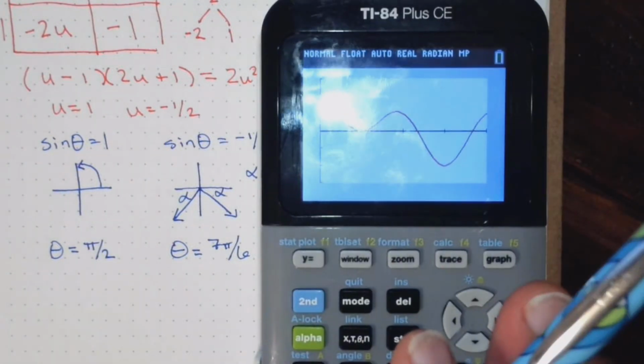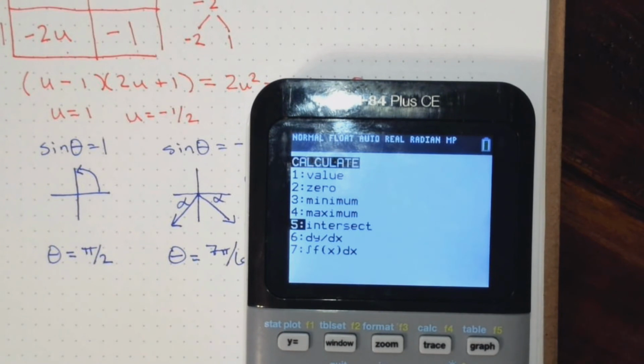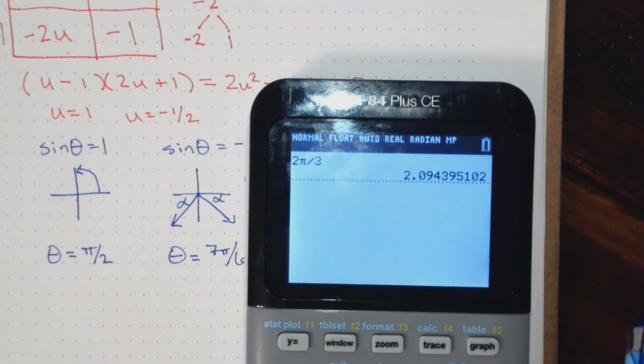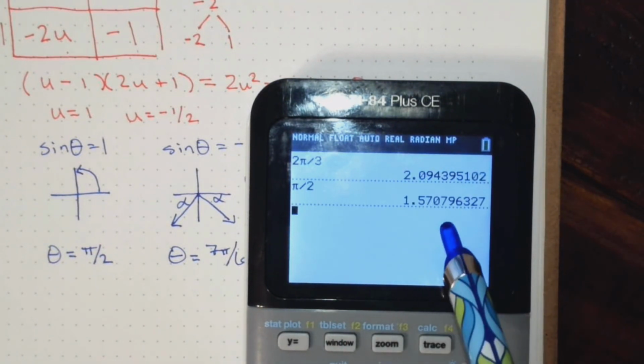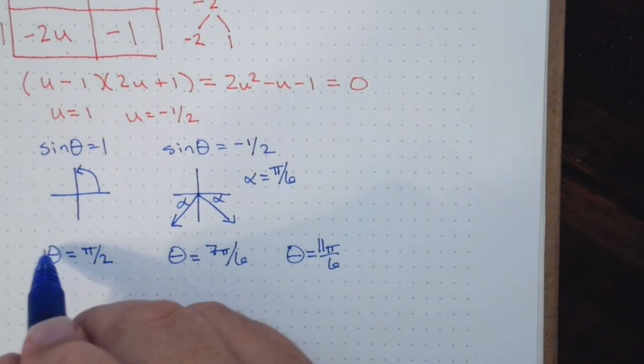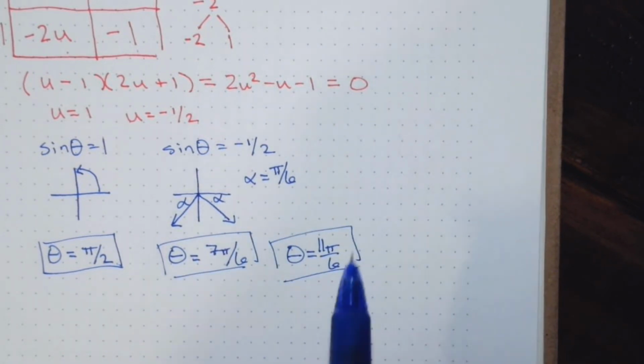Right? I could, of course, calculate those with my calculator. Second, calculate what's the intersection, right? And I could come close to where my points of intersection are. Press enter once, enter twice, enter a third time. See if I can find a point of intersection. And it says, oh, 1.570. All right, well, let's verify. What is pi over 2? 1.570. And so we have our solutions. All right, so for this problem, here are my solutions.